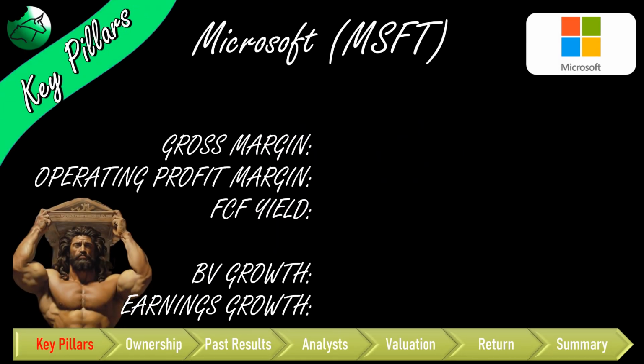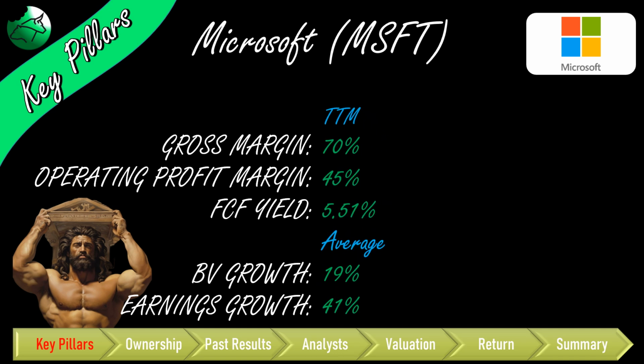In this next section, we will now focus on other key metrics which will help define an excellent business. Now let's look at the gross margin, which is the amount of money a company retains after incurring the direct costs associated with producing the goods it sells and the services it provides. And gross margin is very healthy at 70%.